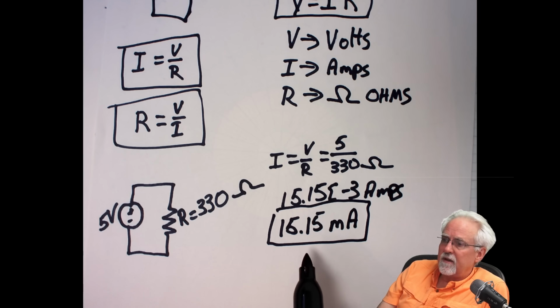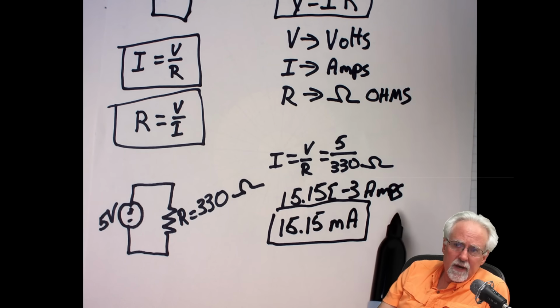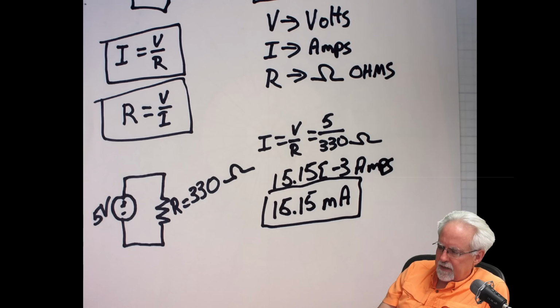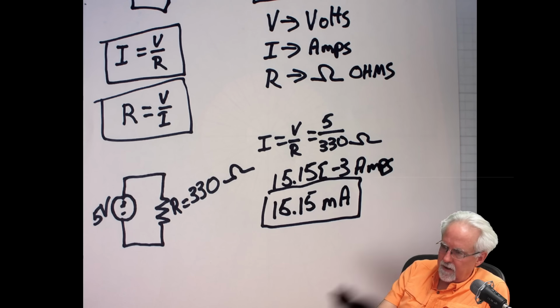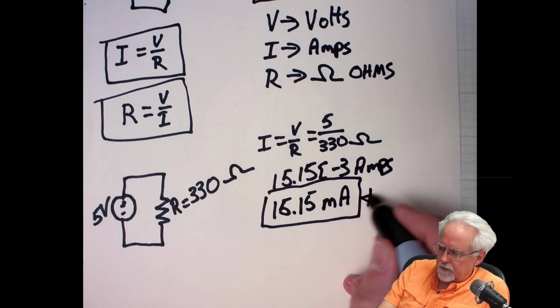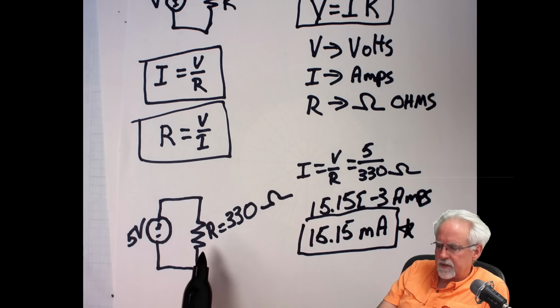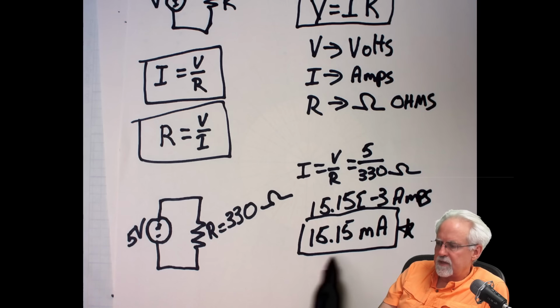But now, if I were to use this in a calculation, I don't want to use 15.15. I want to use 15.15 e to the minus 3. Does that make sense? If it doesn't, ask me. Maybe I need to make a video on that if it doesn't make sense. And so here I have solved my first circuit analysis, and I calculated that if I put 5 volts across 330 ohms, I will end up with 15.15 milliamps.